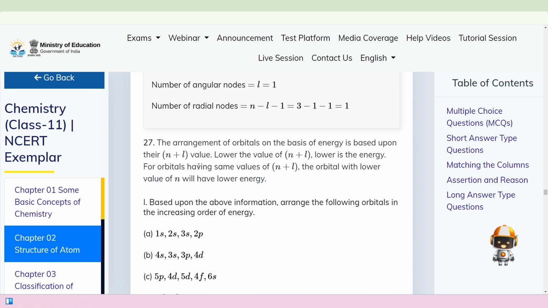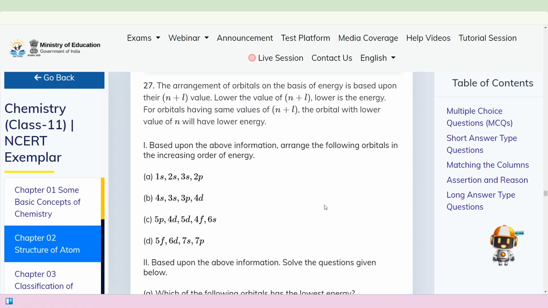The arrangement of orbitals on the basis of energy is based upon their n plus L rule. We know that. Lower the value of n plus L, lower the value of energy. For orbitals having the same value of n plus L, the orbital with lower value of n will have the lower energy. We know that. Based upon the following information, we have to arrange the following in the increasing order of energy.